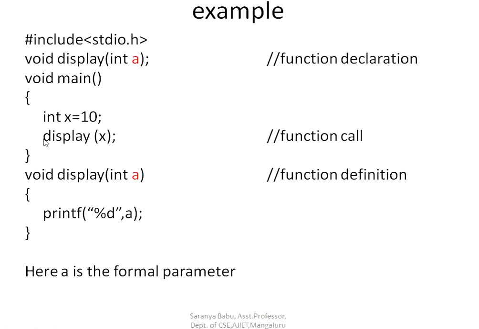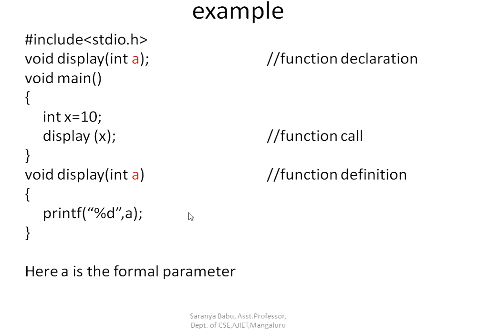So when it comes to the display function, it directly comes to the function definition, void display int a. That means the value of x will be given to this a. Understood? And then inside that printf %d a. So which is the formal parameter? a is the formal parameter. The one which comes in function declaration and function definition is called formal parameters.